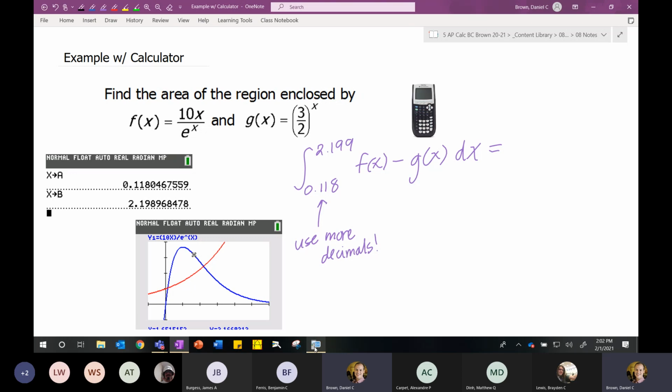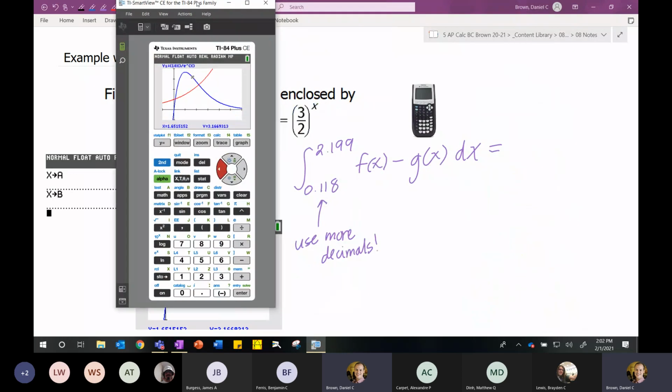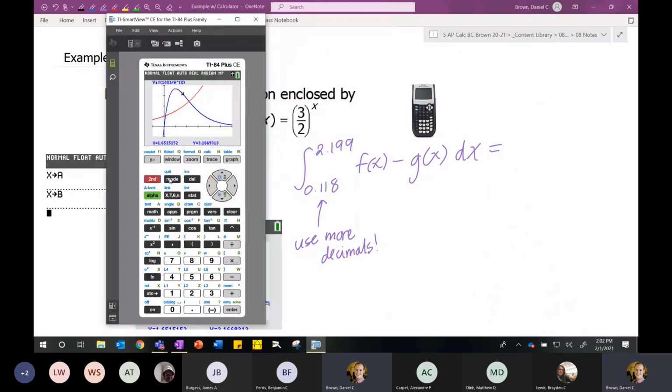To remind you how to do that and some other shortcuts you may like to do. So again, back at my home screen, Math 9 gives me my integral. Again, type in the long decimal, as many decimals as you can fit, or I save that lower limit as a, so I'm going to go ahead and just type in alpha a. Where do I want that integral to end? You're either going to type in 2.198968478 to be exact, or I saved it as b, so I'm going to go ahead and hit alpha b.